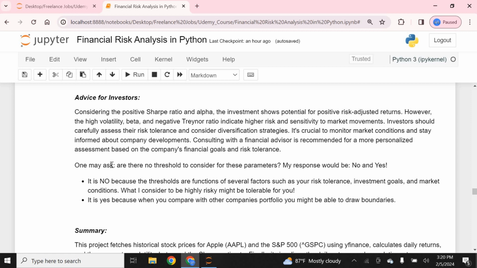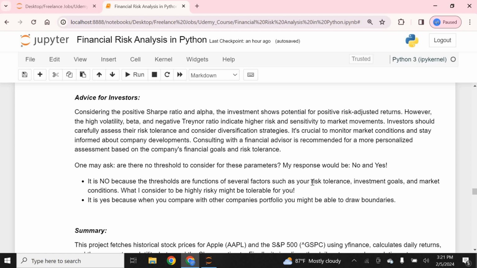So now, one may ask me, are there no threshold to consider for these parameters? My response will actually be no and yes. It is no, because the thresholds are functions of several factors such as your risk tolerance, what a company might be able to cope with. I mean, another might not. And it's a function of risk.